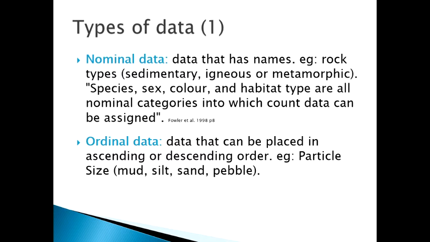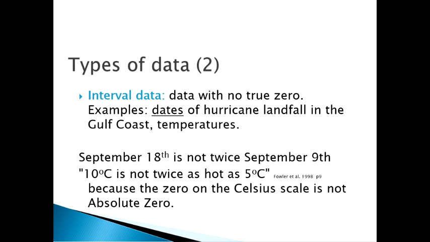Then there is ordinal data. Ordinal data is also used quite a bit in geology and paleontology because it's data that can be placed in a particular order, ascending or descending, as it says there. It lists particle size, but this could also relate to a lot of different factors that are typically taken as data for fossils.